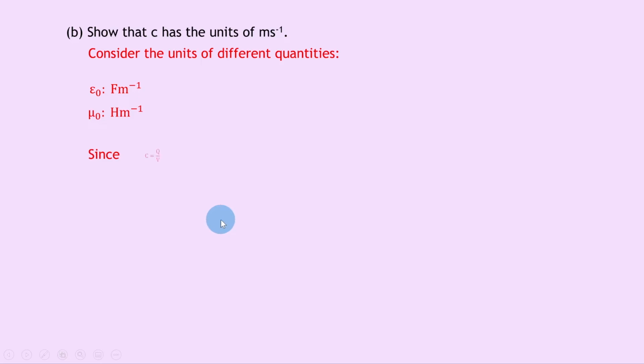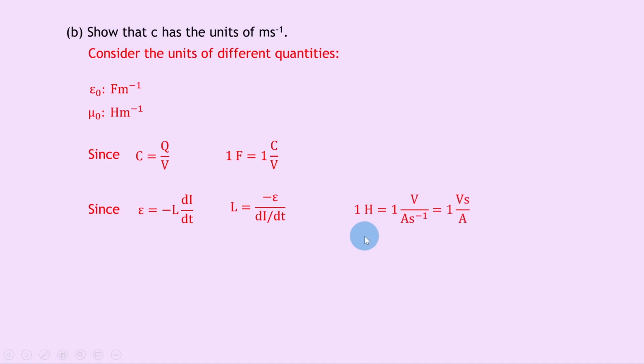So first of all, since C equals Q over V for capacitance, we can say that 1 farad is the same as 1 coulomb per volt. And that's because charge is measured in coulombs and voltage is measured in volts. So we can also say that since back EMF E is equal to minus L dI by dt, then if we rearrange for inductance L, this is equal to minus epsilon over dI by dt, the rate of change of the current. And this means we can say that 1 henry for inductance is equal to 1 volt over amps per second, which equals 1 volt seconds over amps.